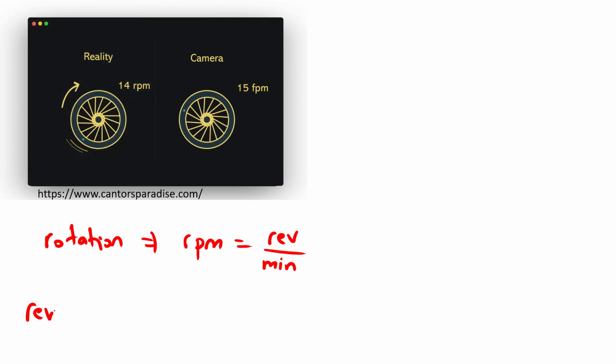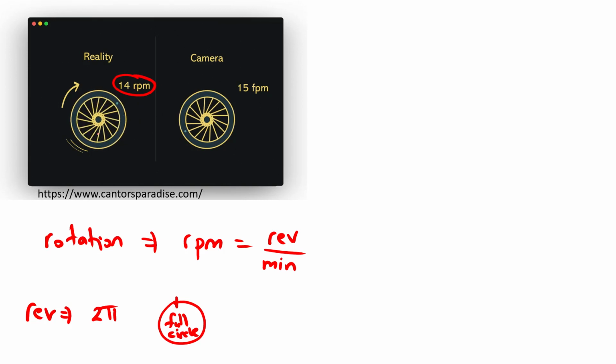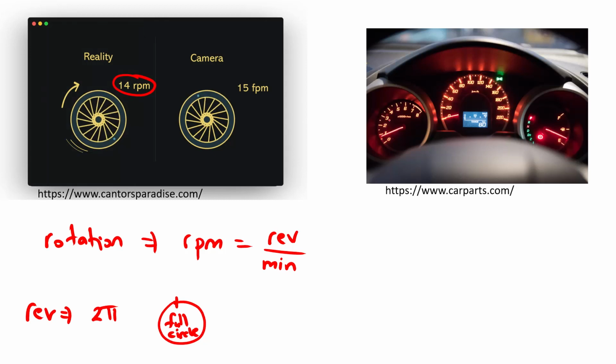And then one revolution is 2 pi. So what it means is that it starts here, it makes a full circle. And as you can see, it is 14 RPM. What it means is that it makes 14 revolutions in 1 minute. The RPM we can also see in the car engine, that it shows how many times the piston makes up and down cyclic motion in one minute.